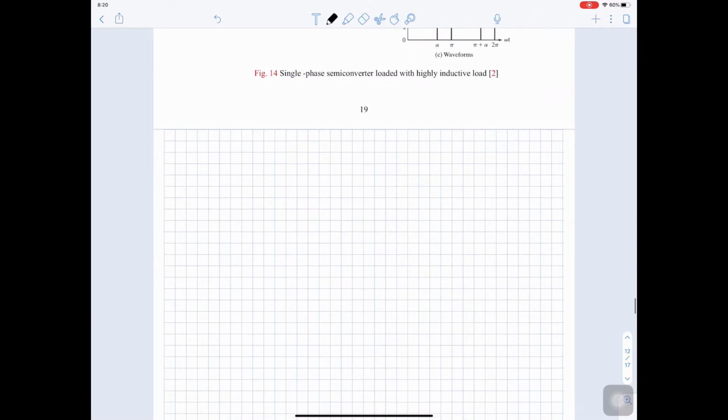So we need to find the equation for V average. So here is alpha, and it's a sine wave, and we stopped at pi because of the freewheeling diode, and then we started again at pi plus alpha, and we stopped at 2 pi, and this is the wave. So as you can see, we can do the average over pi because this is repeated.